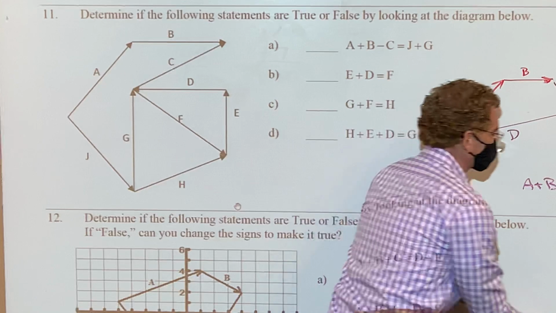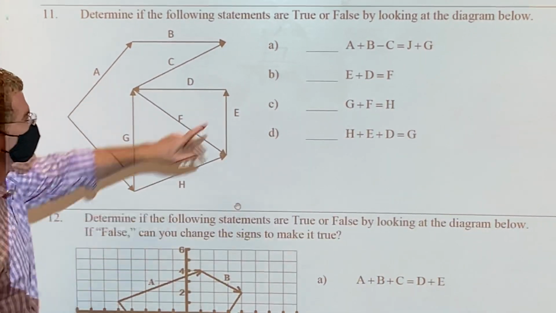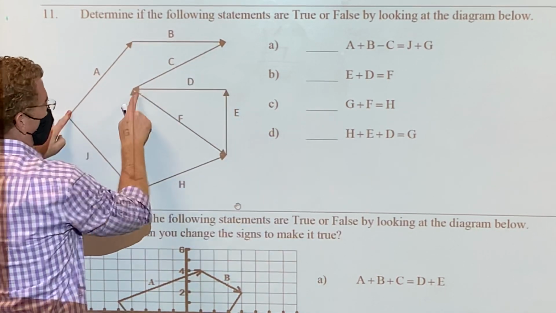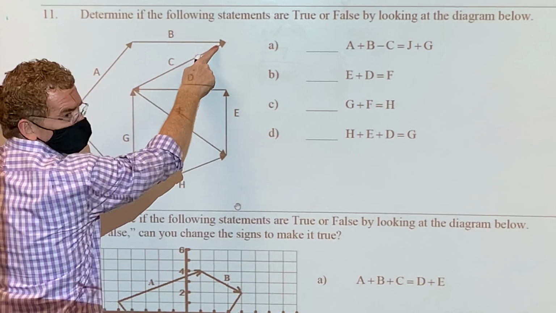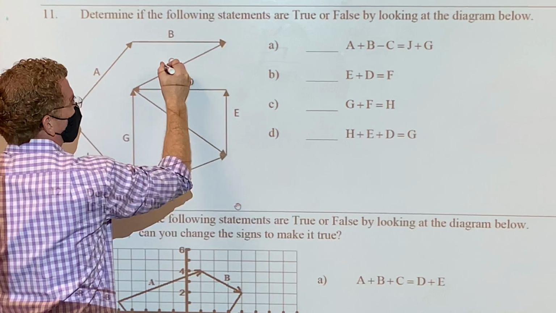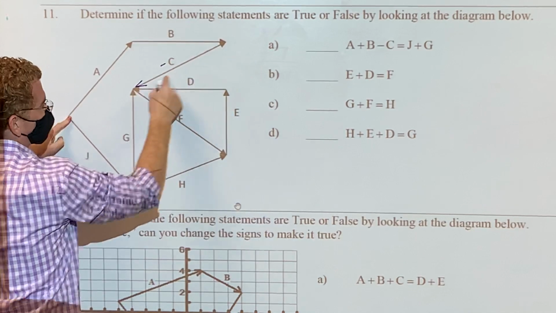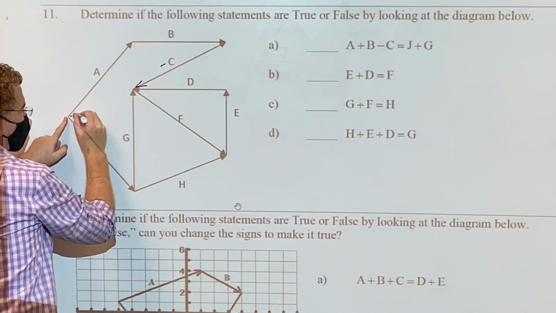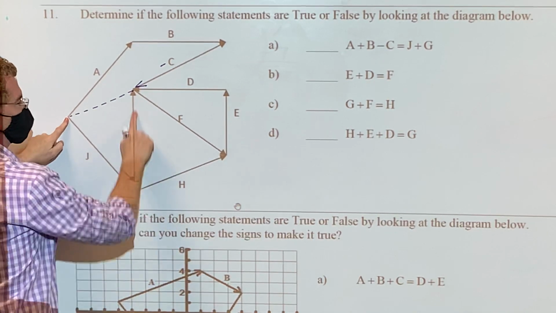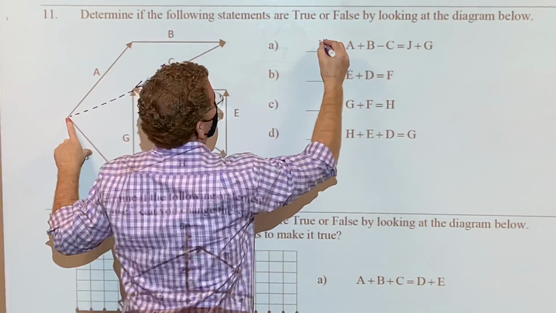That's all I'm asking you on these pictures, is to tell me if these statements are true or false. So let's check out the first one. Here's A, there's B, and it looks like C is going that way. Y'all see that? So I'm telling you to add negative C to it. So let's make that negative C right here. Is A plus B plus C plus negative C, which would be that, the same thing as J plus G? These are the same thing, so true.